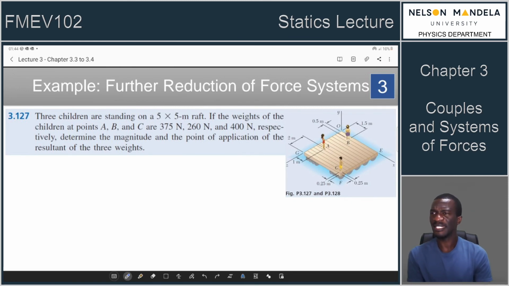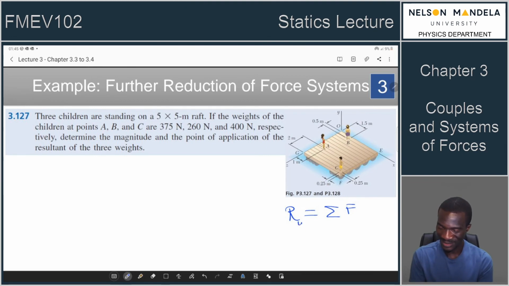If we want to find the magnitude and the point of application of the resultant of the three weights, the first thing is we just need to find the net force, right? So obviously you can plot your data, and your resultant is simply a sum of all the forces. In this case, all the forces are in the j direction. So now we know that the resultant force will be pointing down. Maybe it's there, maybe it's in the center of the children, whichever way.